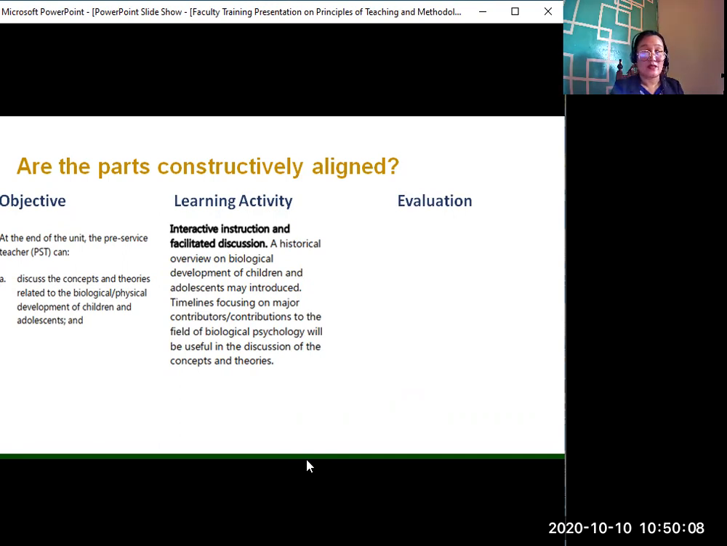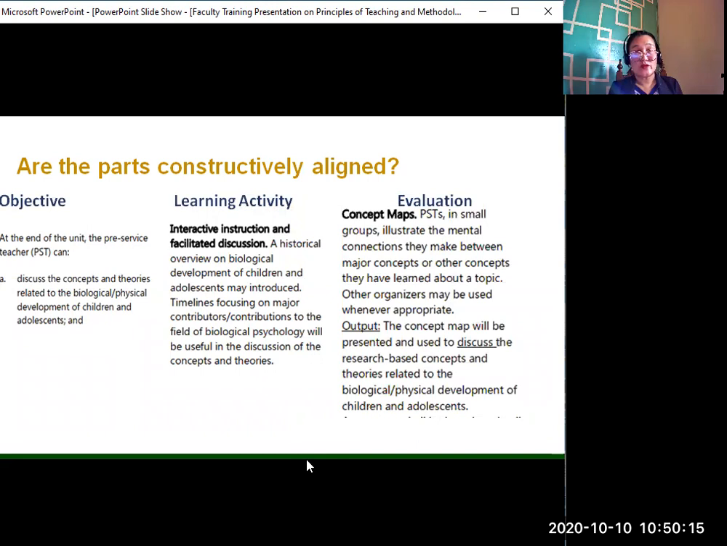And how can this objective, through the learning activity, be evaluated? The pre-service teachers will be using concept maps in small groups to illustrate the mental connections they make between major concepts and other concepts they have learned about a topic. Other organizers may be used whenever appropriate. So the expected output, the concept map, will be presented and used to discuss the research-based concepts and theories. Again, we can see the frequency of the word discuss. It characterizes as well the type of evaluation technique to be used by the teacher. So from this structure of the parts, we can safely say that the parts are constructively aligned.